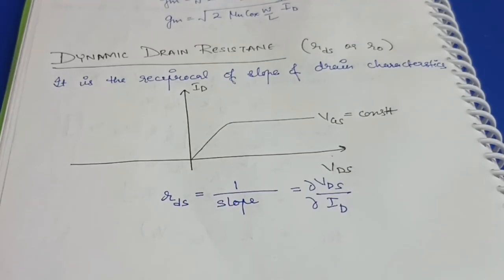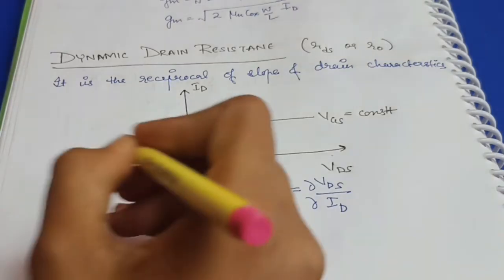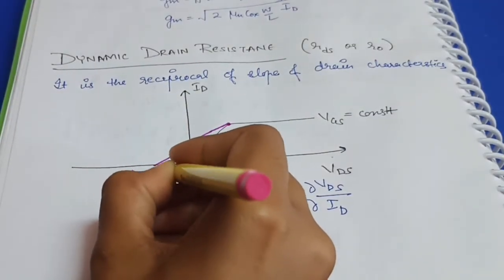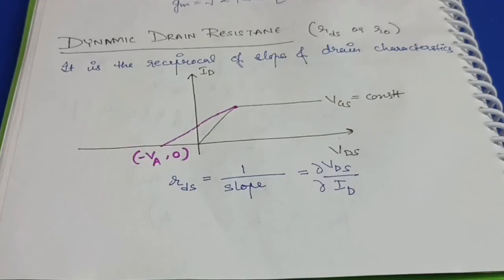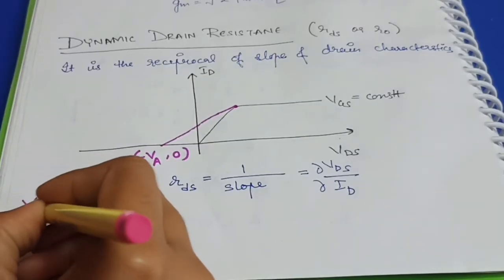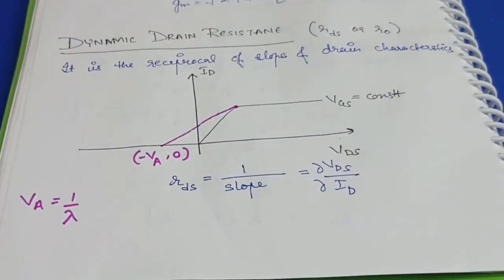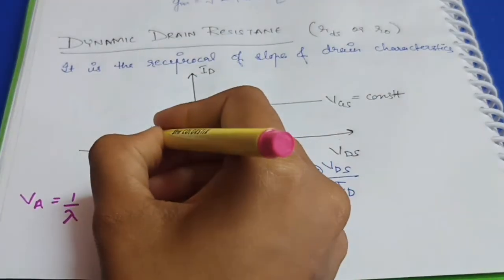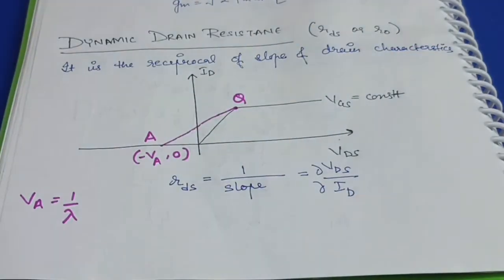Now, if MOSFET has considerable channel length modulation, then drain current increases even in saturation region, right? If drain characteristics are projected backwards like this, then they cut the voltage axis at the point minus VA, comma 0. Here this VA is the early voltage, right? And this is given by VA equals 1 by lambda, and this lambda is called the channel length modulation parameter. Now, let us take this point as A and this point as Q.